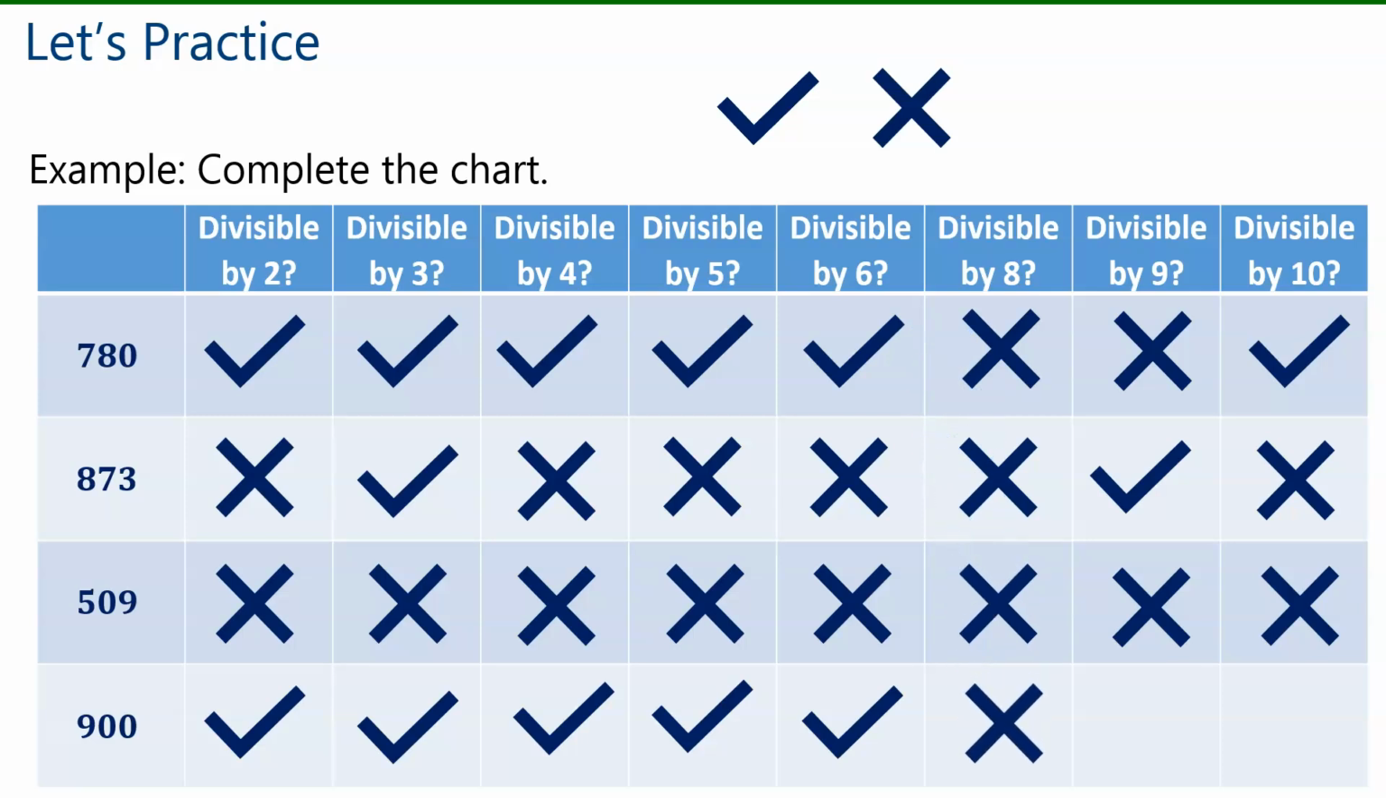Now 900 is divisible by 9, because I know 9 times 100 is 900. But also, if you check the rule, the digits add to 9. So that works. And since it ends in 0, it's divisible by 10. So you should be familiar with all of these divisibility rules.